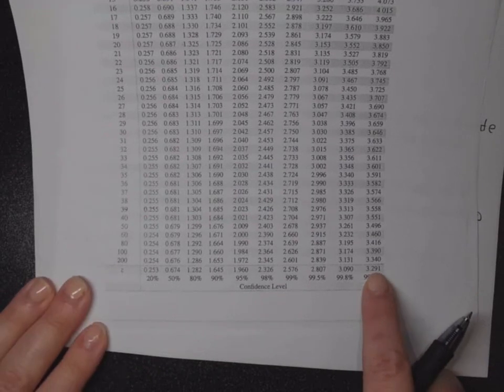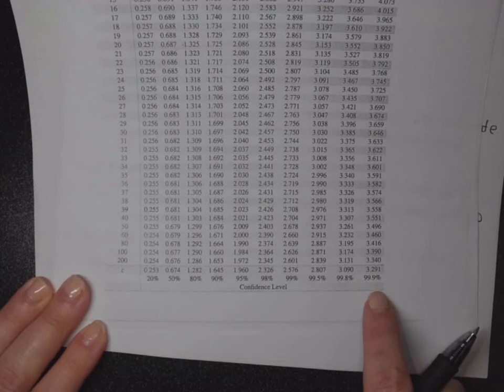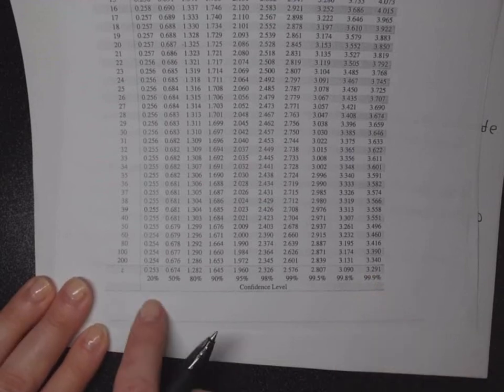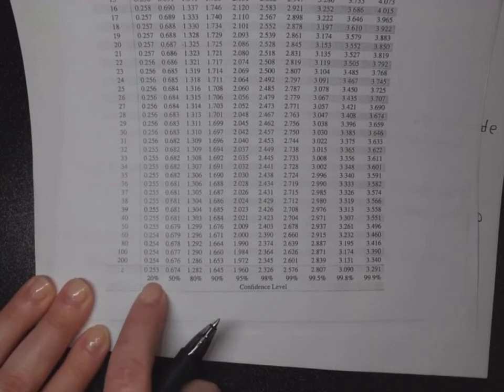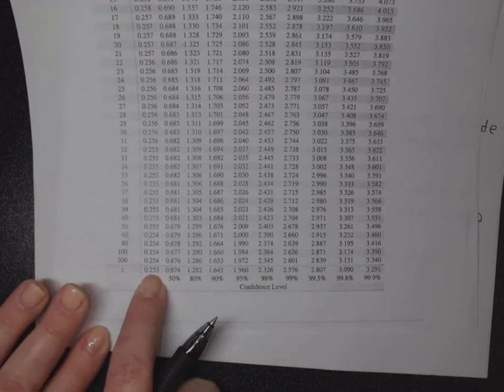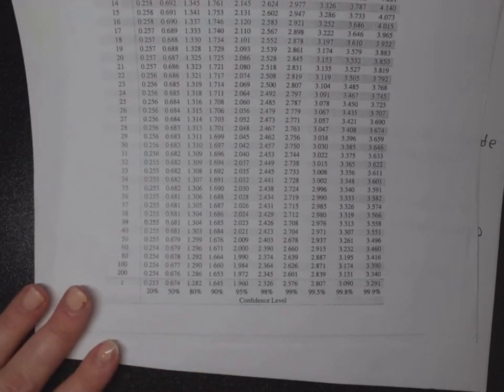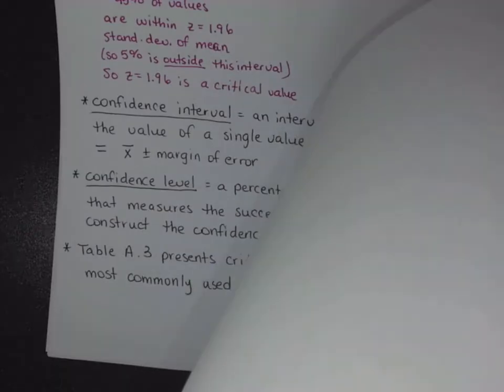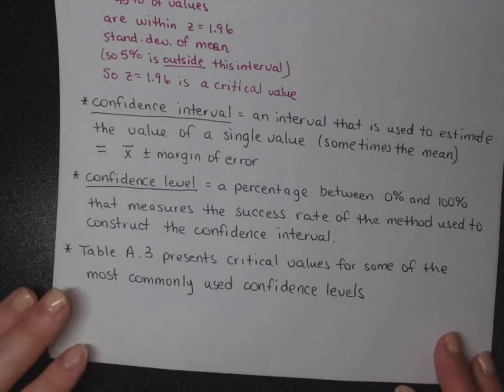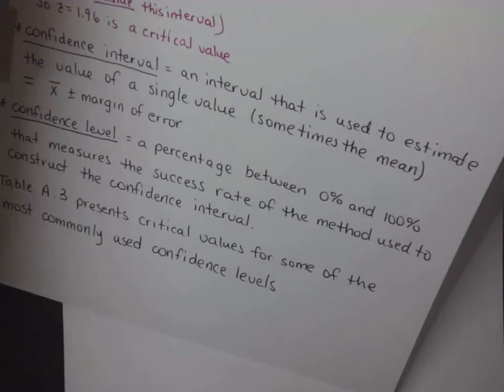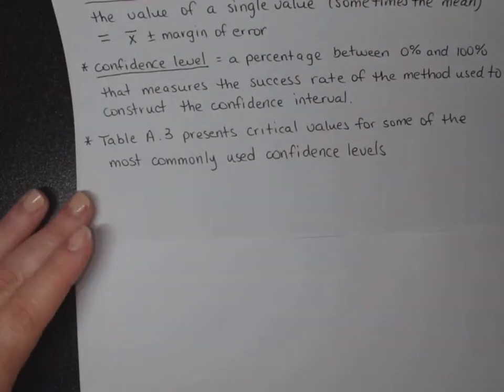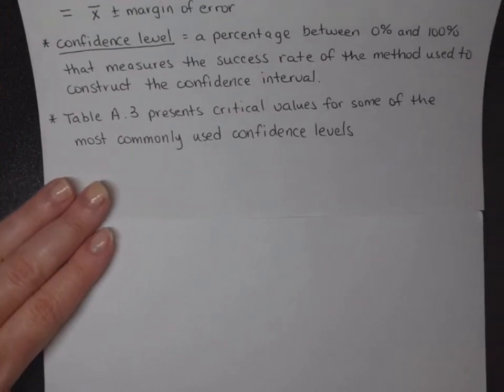We would have to go out much further from the center, right? We'd have to go out 3.291 z-scores, okay? Notice if we only want to be 20% confident, the z-score is much smaller because we don't have to extend our interval quite as far, okay? So just kind of keep that table on hand. We're going to be using it here in a minute. All right, so let's look at some examples.